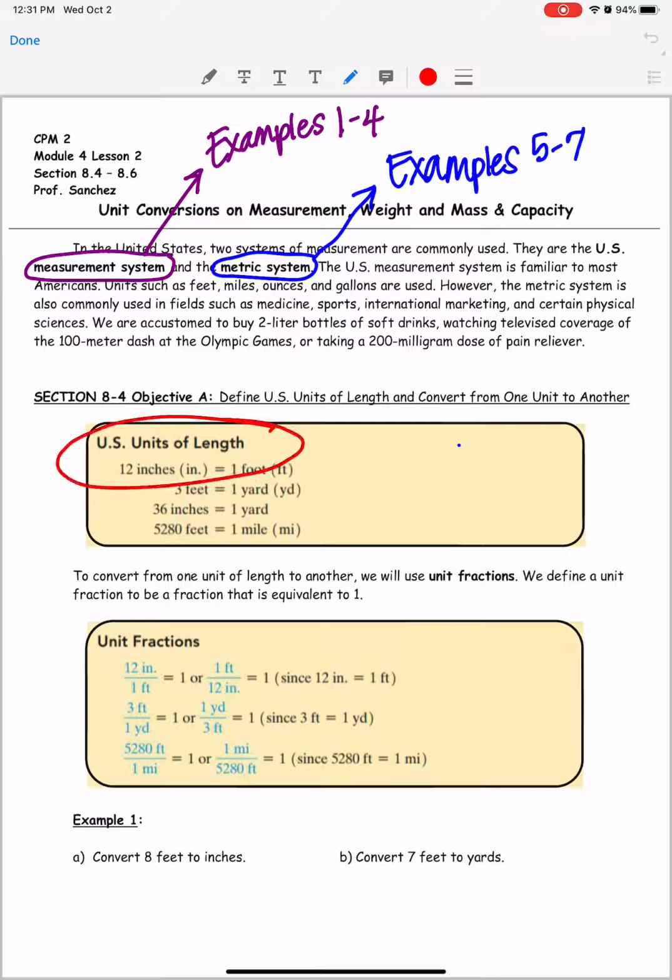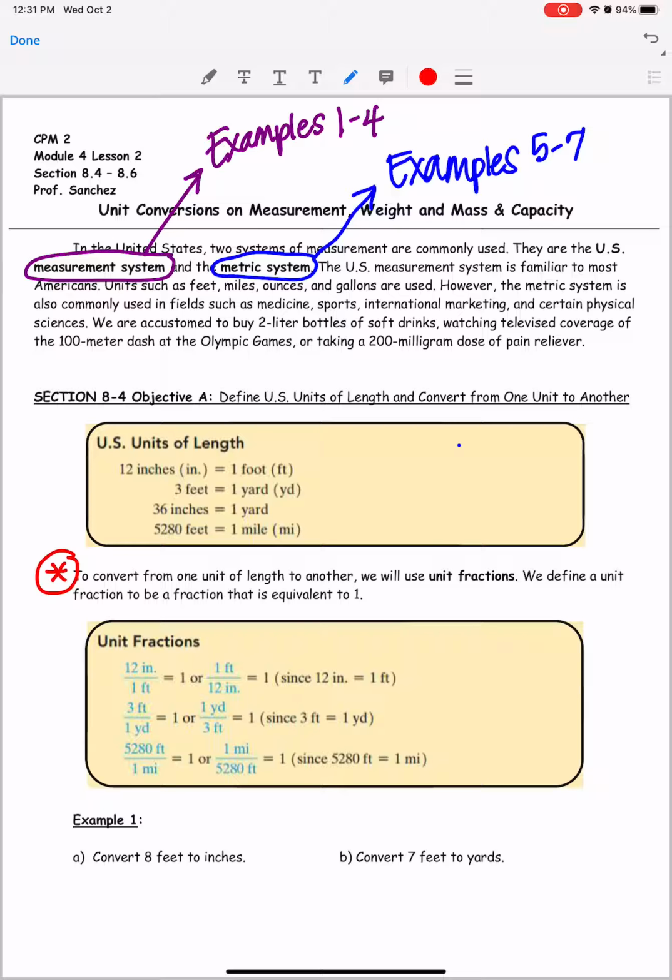So we have these U.S. unit measures of length. So we know that 12 inches equals a foot, 3 feet a yard, and so on. These will all be given to you on your test, so you don't need to memorize them.